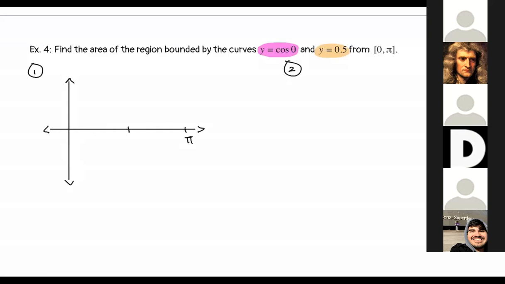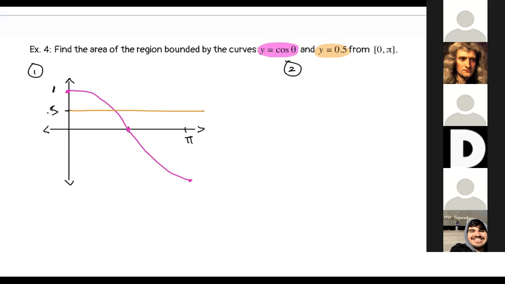We have this one. Okay, so cosine we know from before is going to be 1, 0, -1, and sort of looks like this, and like this. And then y equals 0.5. Well, I know that this is 1, so 0.5 is probably somewhere here. And if we draw that, we know that, as I think Chant said earlier, when we have y equals something, it's just a horizontal line at that value.